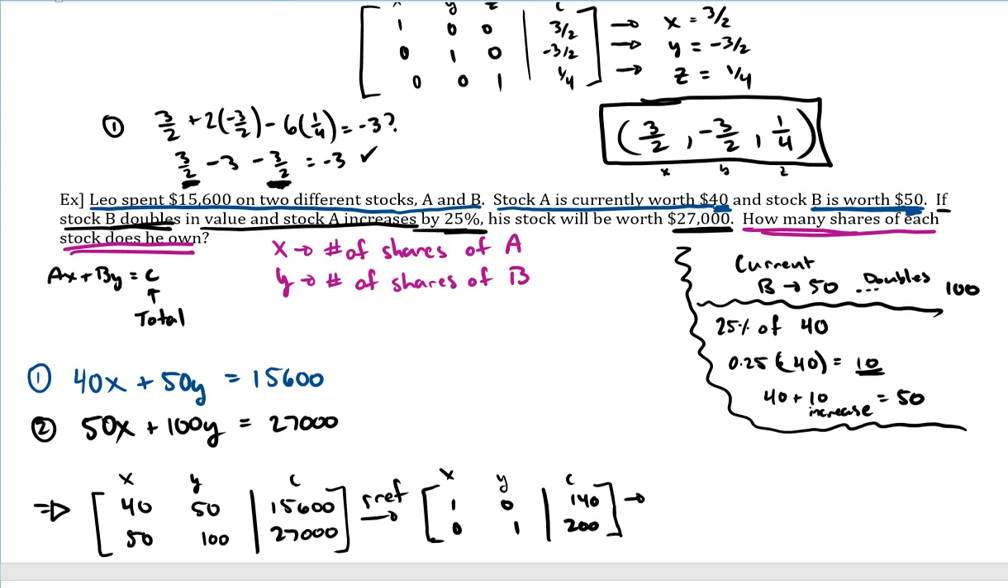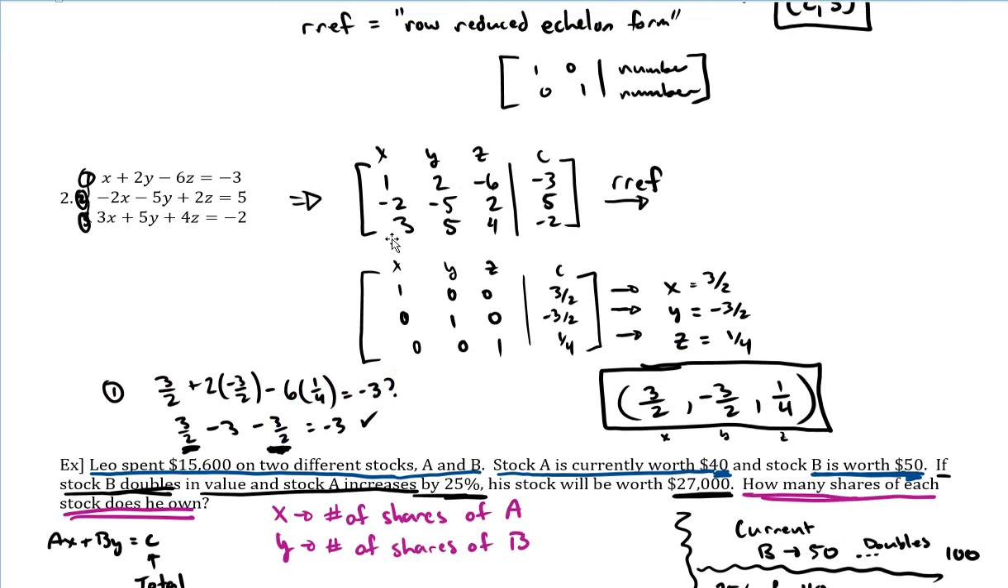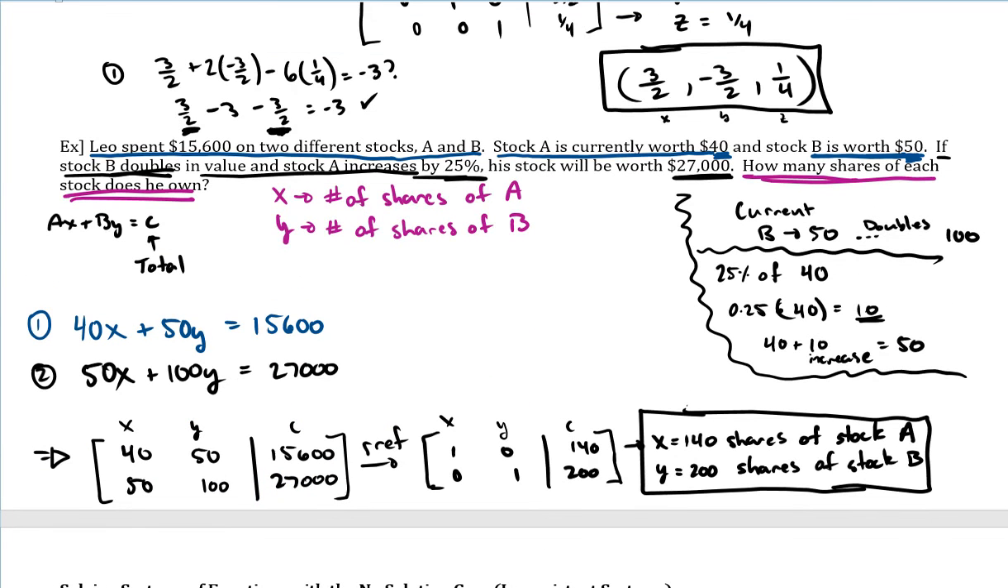And now we can convert it one last time. So 1x is 140. So it's 140 shares of, let's say, stock A instead of just A. And then y is 200 shares of stock B is what we've got. And since it's a word problem, I'm boxing that instead of just writing it as an ordered pair. If it's just abstract, like a lot of the previous ones, we write it as an ordered pair or an ordered triplet. Here, with a word problem, they often want you to write out what it means as a solution.